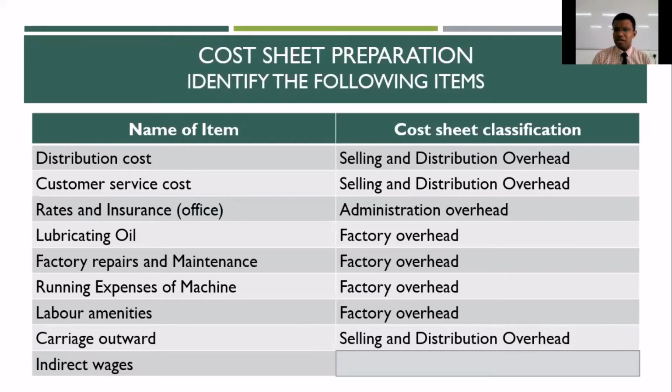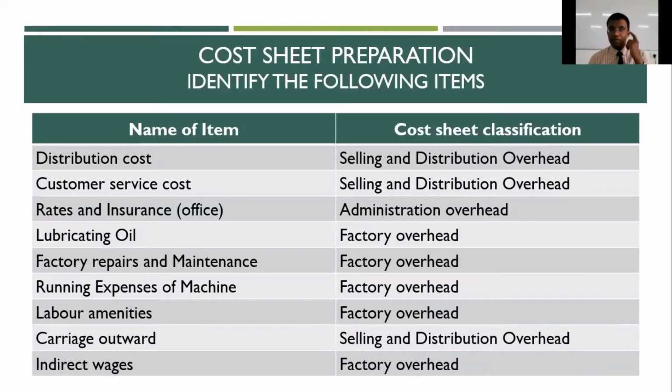Indirect wages, this might be a little confusing. Remember, indirect wages would be a part of your factory. They are not involved directly in your manufacturing process, so it will be a part of your indirect labor, and this would be a part of your factory overhead.